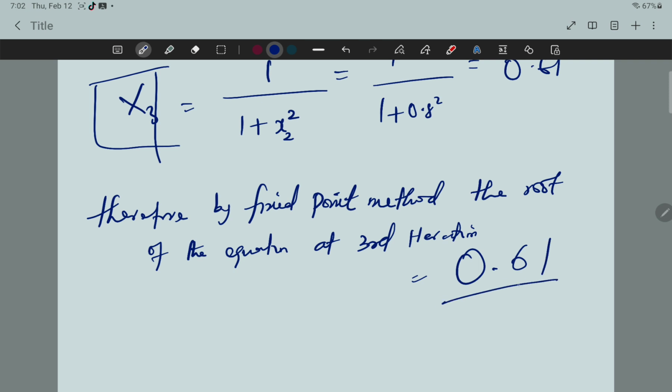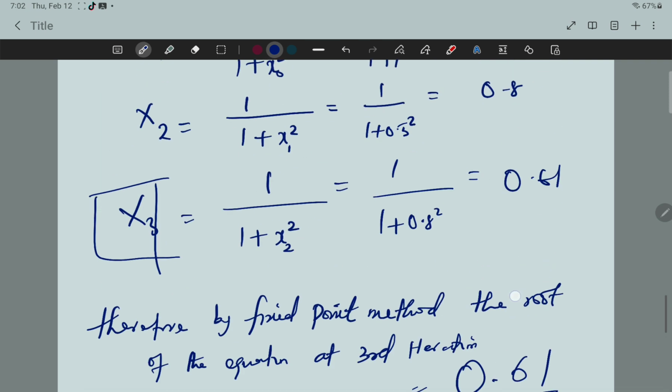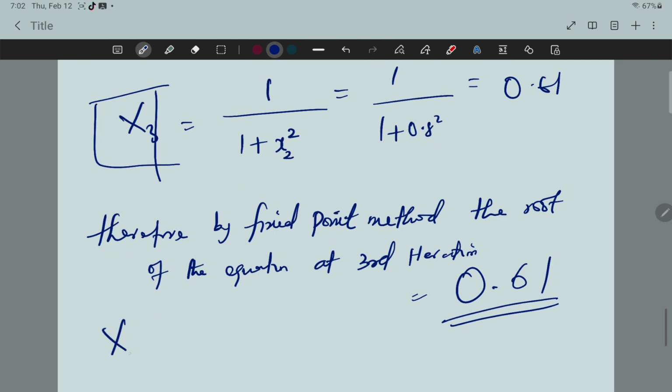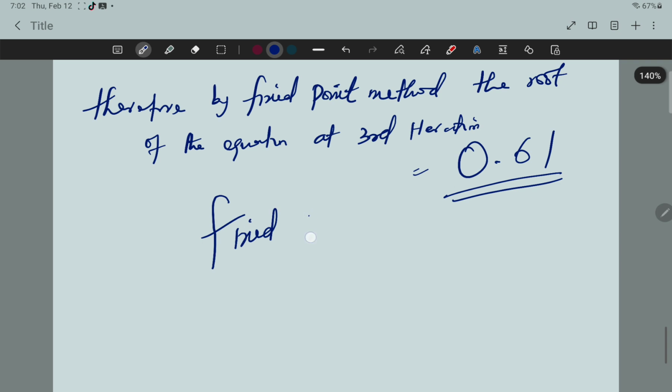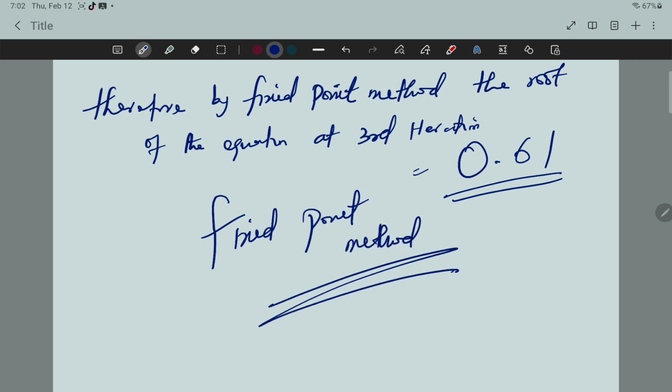Is 0.61. So in your test and exam, they can decide to tell you to stop at the 6th iteration, that's x6. They can tell you to stop at the 7th iteration, that's x7, or the 8th iteration, that's x8, or the 9th iteration, that's x9. We must not forget. So the root of the equation is 0.61 using the fixed point method.